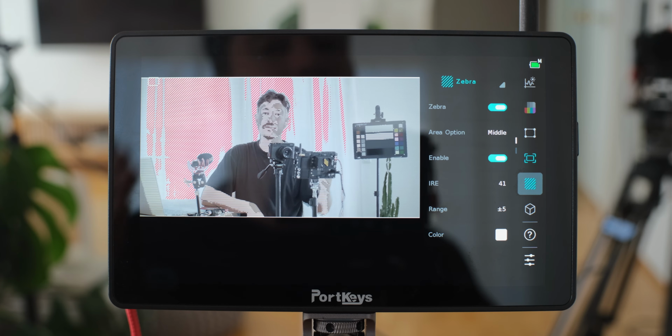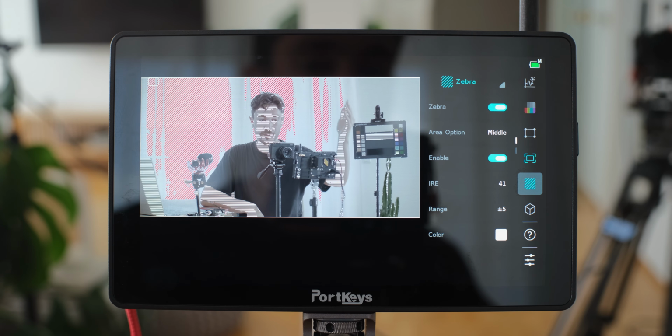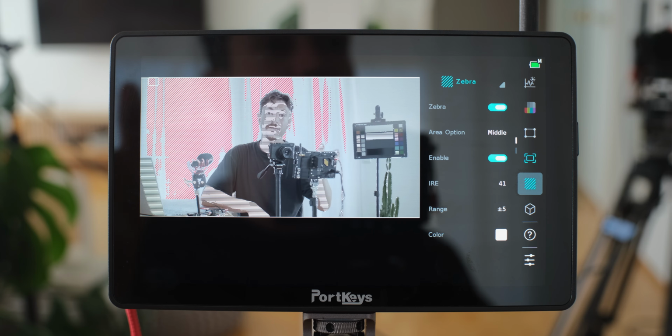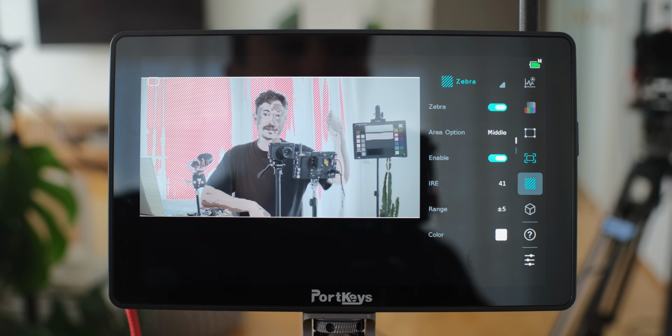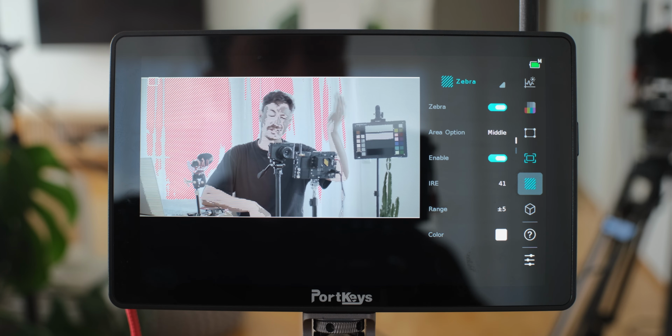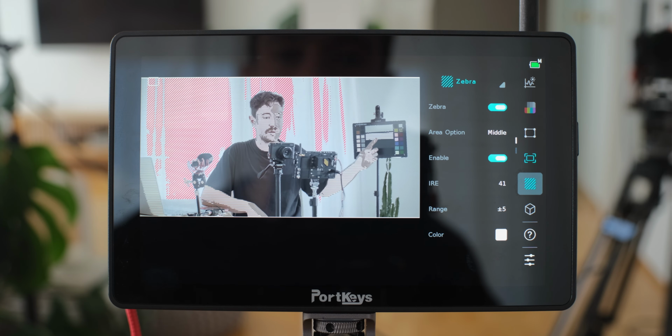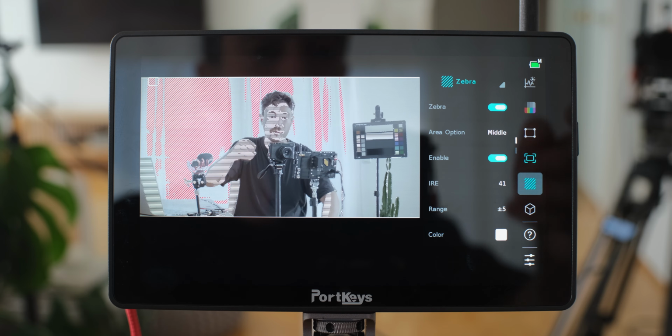Zebras are called zebras because they have these stripes, the white stripes that you're seeing, the red stripes. To be honest with you, I don't know what this is in this monitor, but in general, zebras show you a specific IRE value and a plus minus range. Usually it's plus minus 5, and you can say, okay, it's going to be 41% IRE, plus minus 5 in the range. So you can see it here. Right now it is showing that I am actually perfectly exposed, because this is hitting 41 IRE.